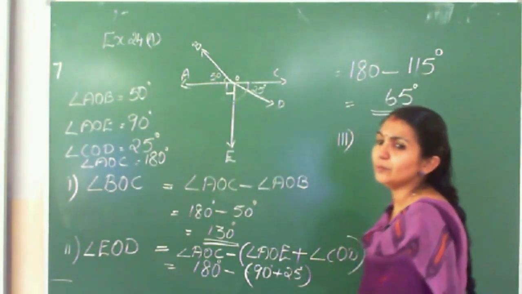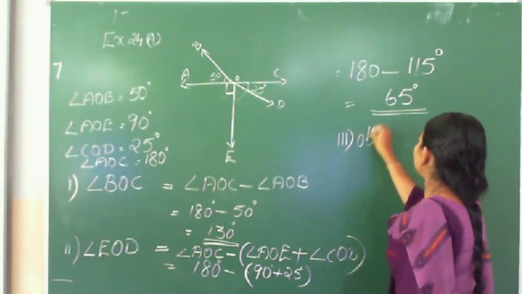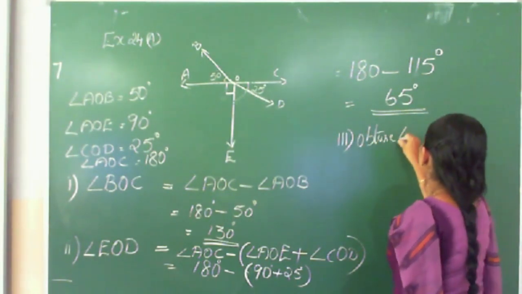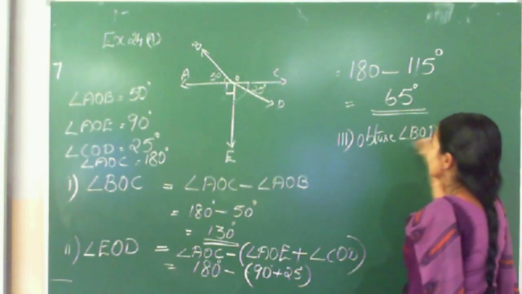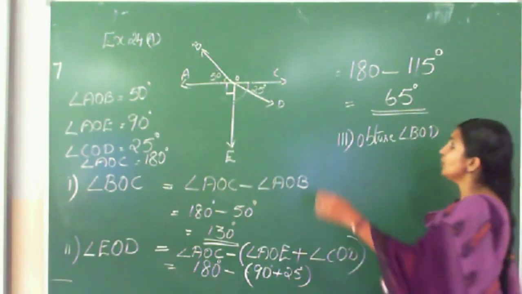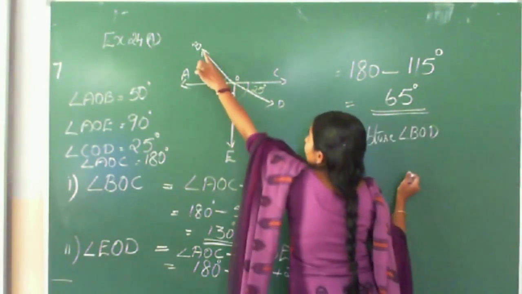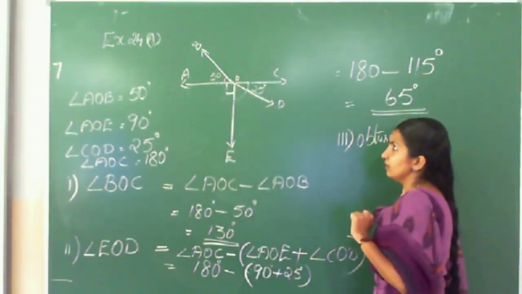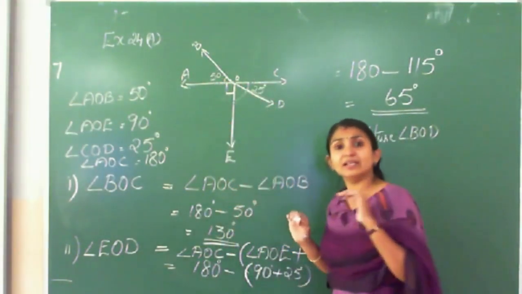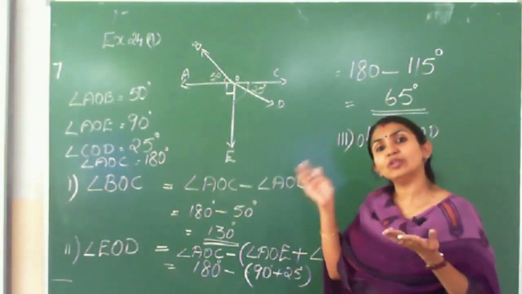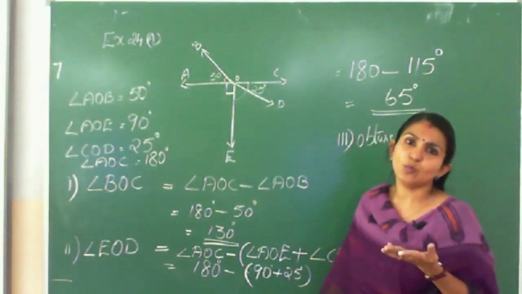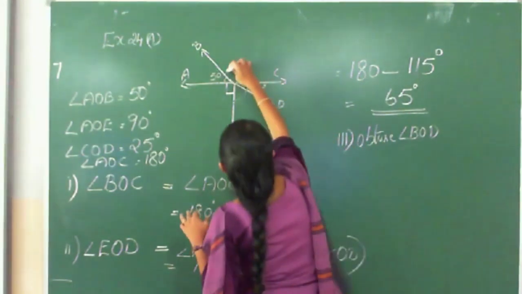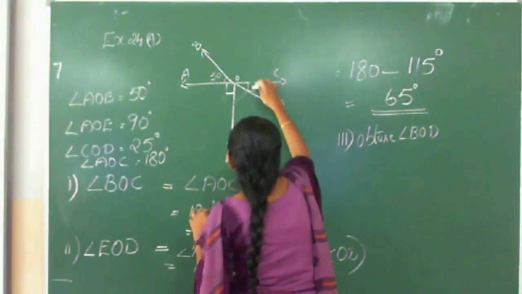Now the third question, obtuse angle BOD. Which is obtuse angle BOD? Where is BOD? Which is that obtuse angle? Obtuse angles mean what? Which is more than 90 degrees, less than 180 degrees. So it means this is the obtuse angle.